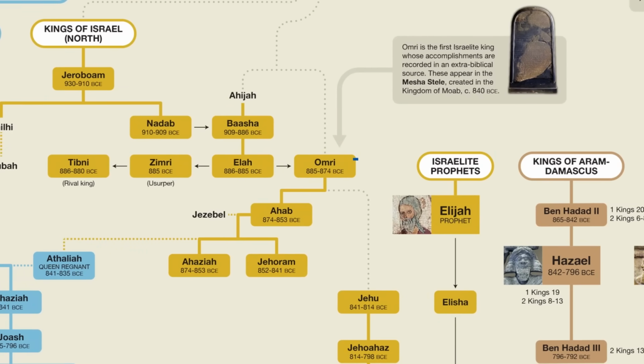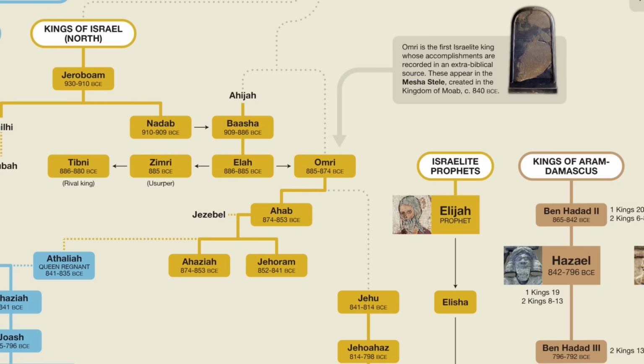Let's start with Omri. The Bible barely mentions him, beyond the fact that he became king of Israel and founded the city of Samaria. But he's extremely important for this discussion because he's the earliest Israelite person for whom we have an extra-biblical record that dates close to when he lived.